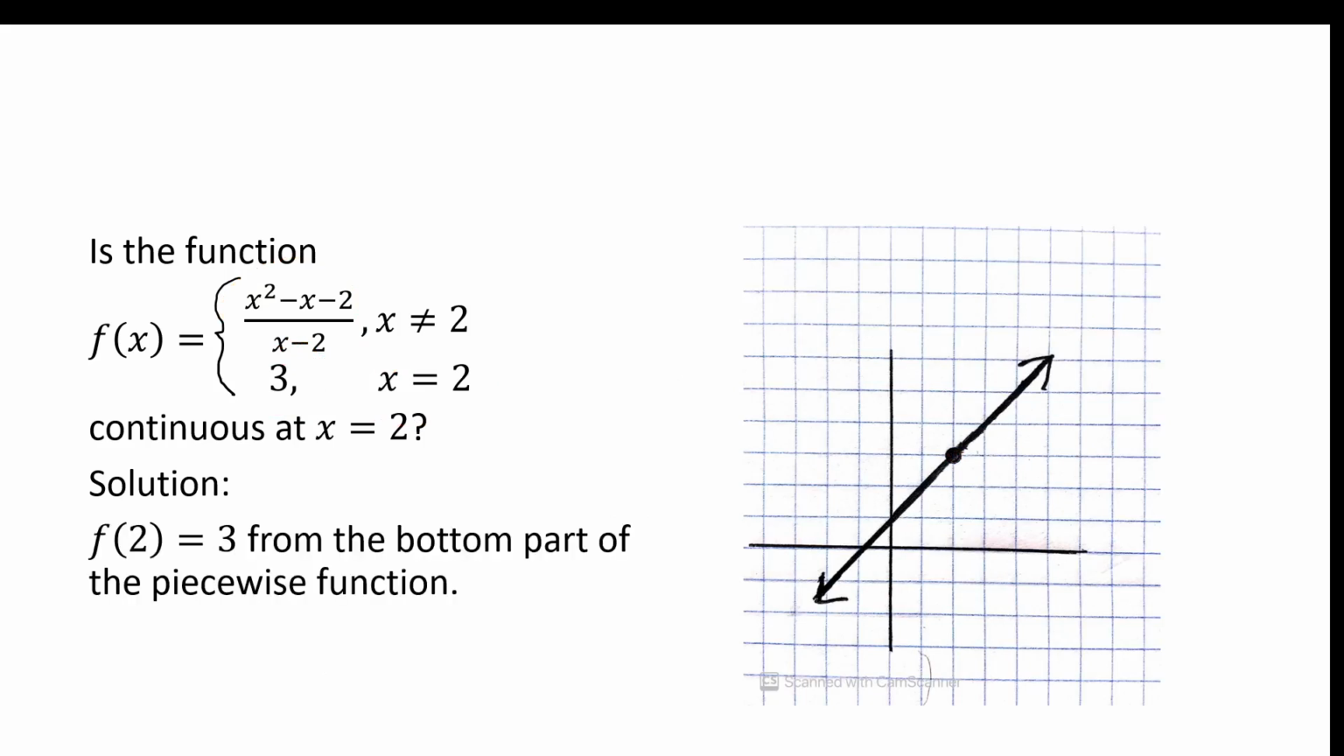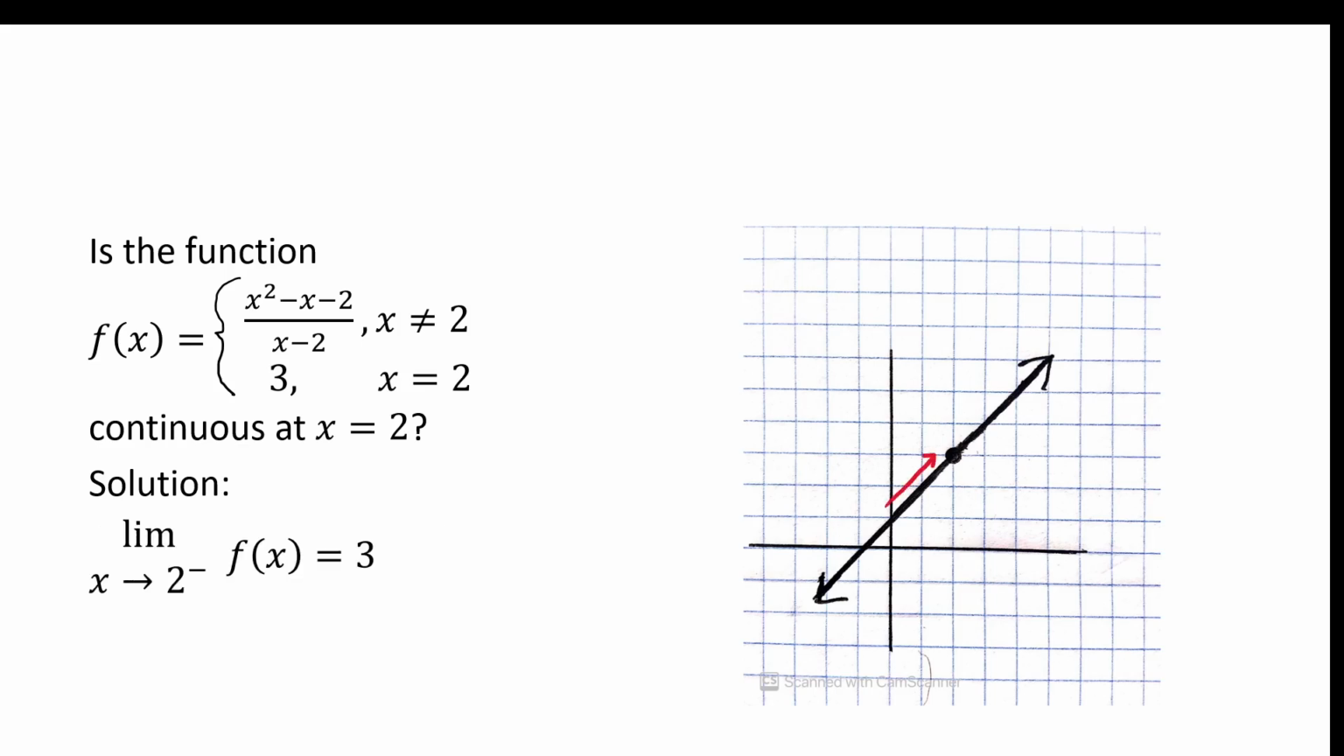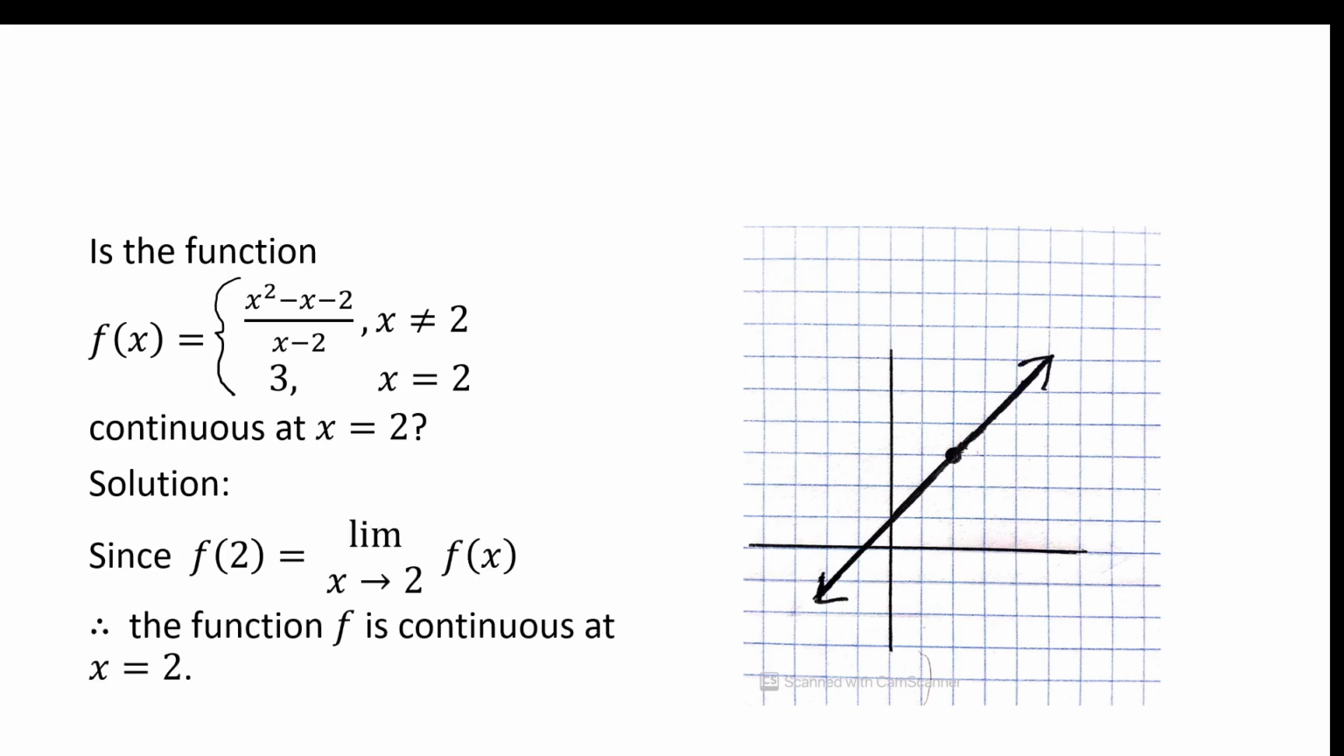So now we can see that the limit as x goes to 2 from the left of f of x is equal to 3. The limit as x goes to 2 from the right of f of x is also equal to 3. So that means the limit as x goes to 2 of f of x exists and is in fact equal to 3. And also f of 2 equals 3 as stated earlier. So that means f of 2 equals the limit as x goes to 2 of f of x, so the function must be continuous at x equals 2.